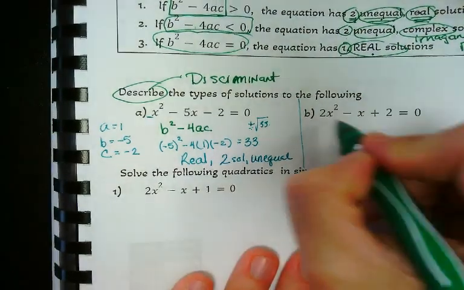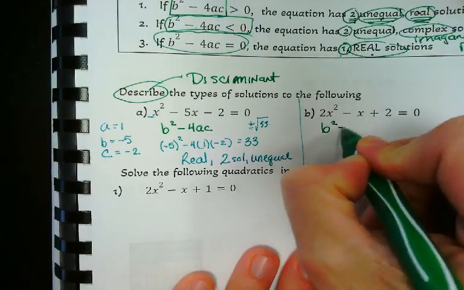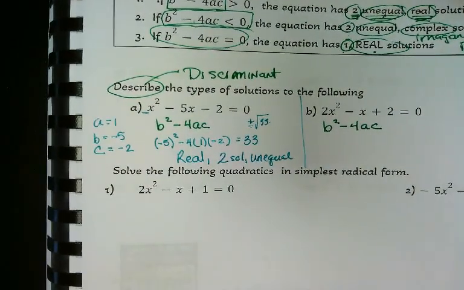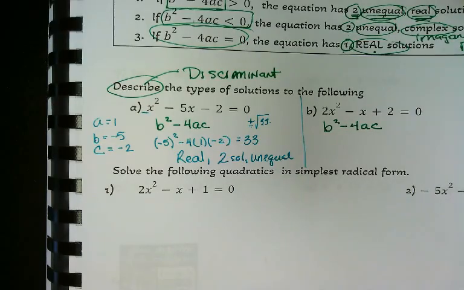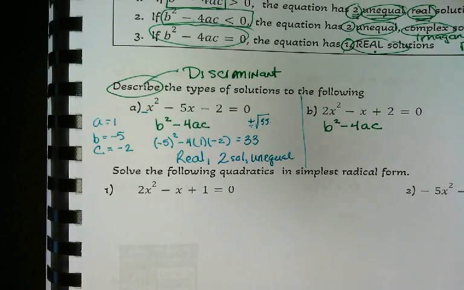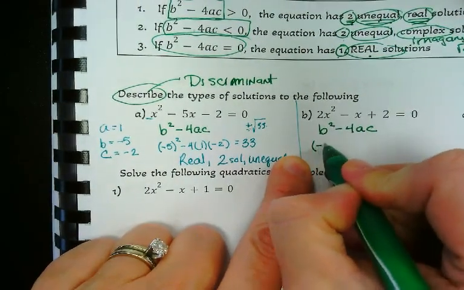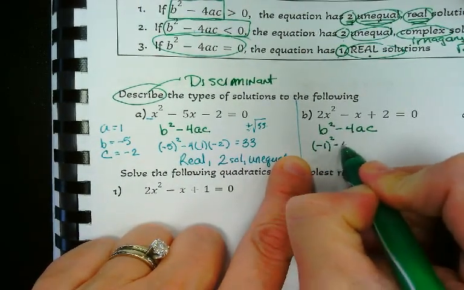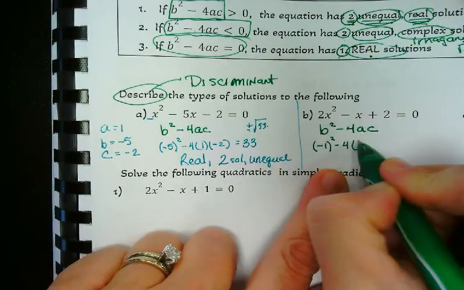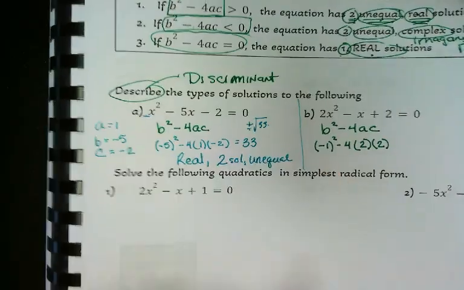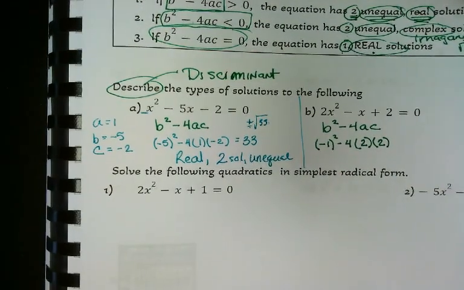So I'm just describing, so I'm going back to the discriminant. b squared minus 4ac. And I'm just identifying the a, the b, the c, and then carefully plugging them in. Who is our b value here? -1, good. Minus 4. Our a value is 2, and our c value is 2. And then again, you're just carefully typing it in.